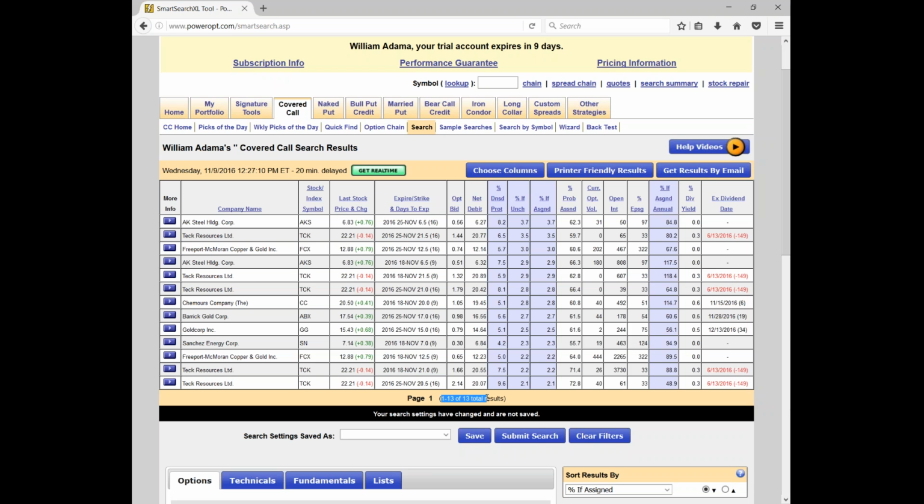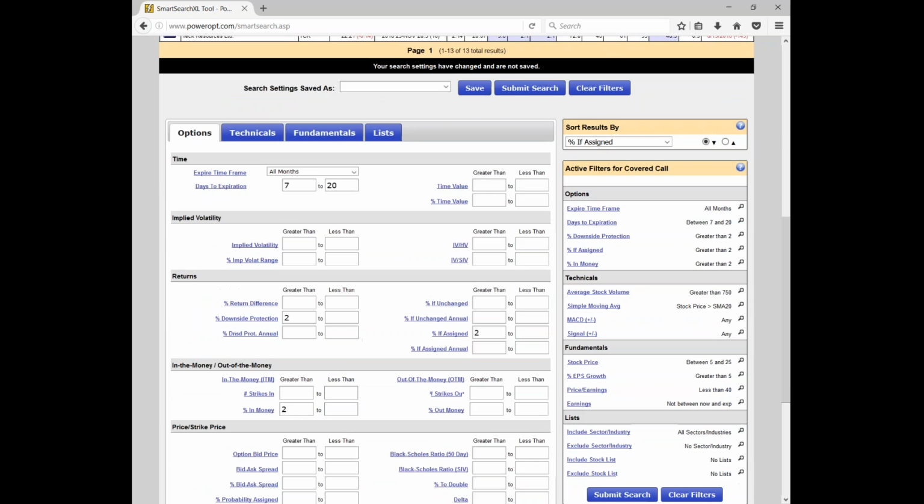And the main reason why, of course, is when we go in the money, we're going to give up some of that percent if assigned. We're going to have much more in the percent downside protection, right? We get a higher downside protection by going in the money, and of course we see a lower percentage return if assigned as well. But of course, similar stocks in our very restricted price range and our criteria as well.